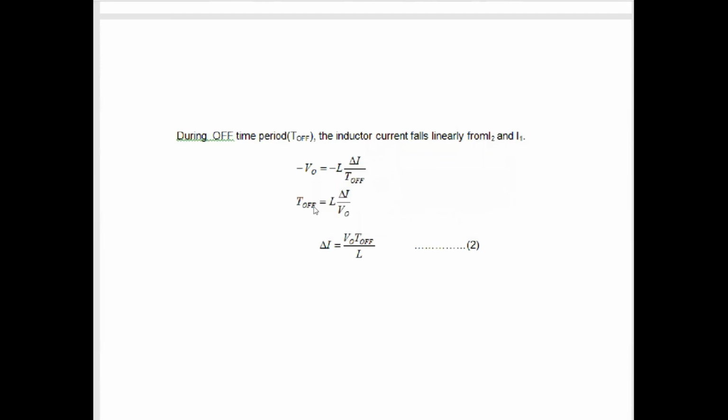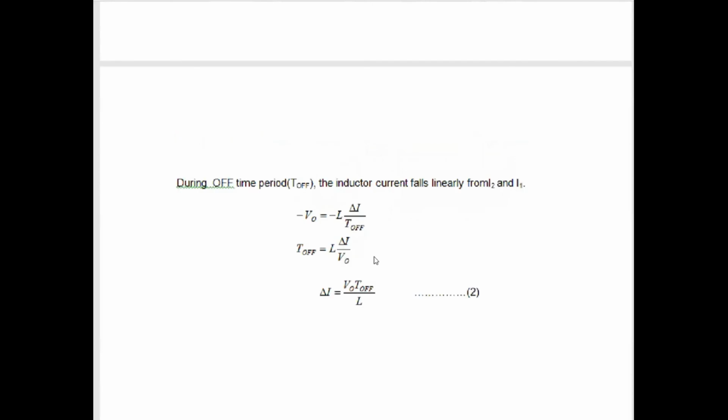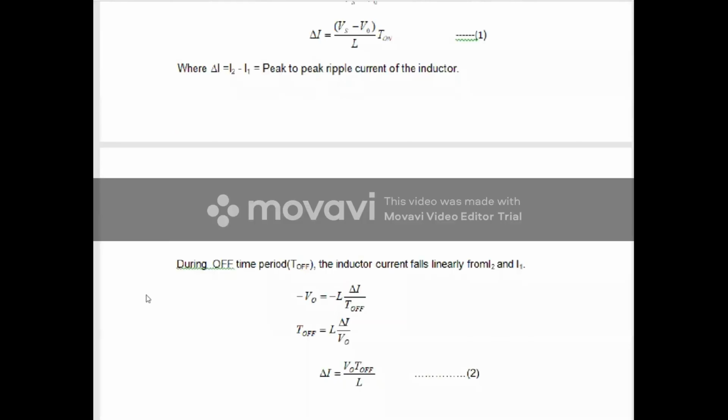From this, find the value of T off, and rearrange to find del I as well. So from this we have two del I values. Equation number 1 is del I in terms of T on. Equation number 2 is del I in terms of T off.